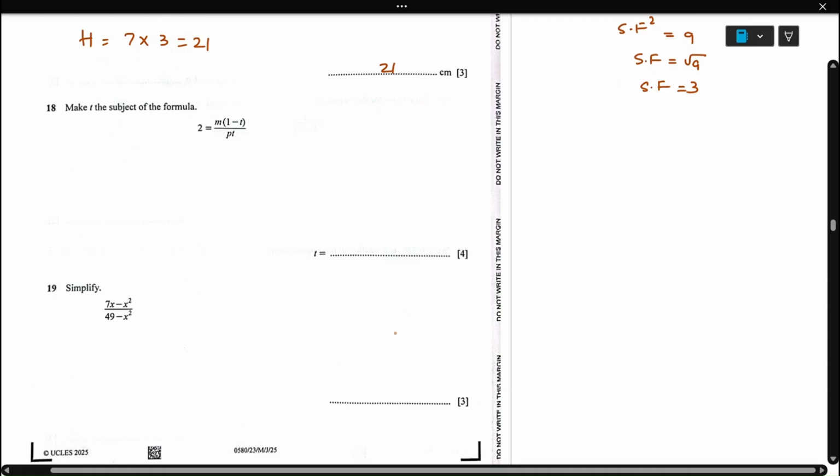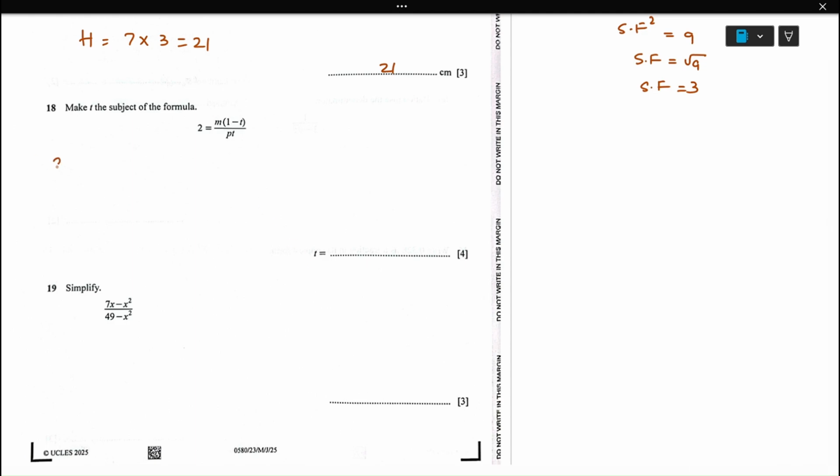Next, make t the subject of the formula. First I'll bring this 2pt to the right side, and I'll expand this one, m times 1 is m minus mt. Since t is the subject, I'll bring all the t terms to one side. So 2pt plus mt equal to m. Here bring t outside. So t times 2p plus m equal to m. So then t equal to m over 2p plus m. That's t as the subject. So the answer is m over 2p plus m.